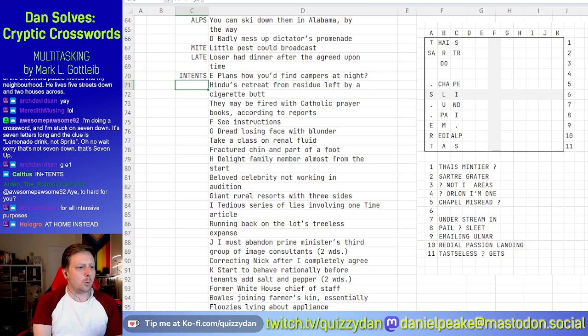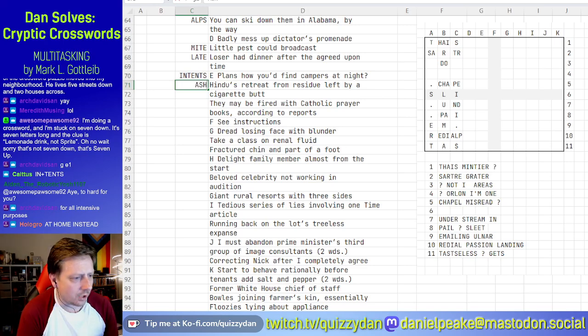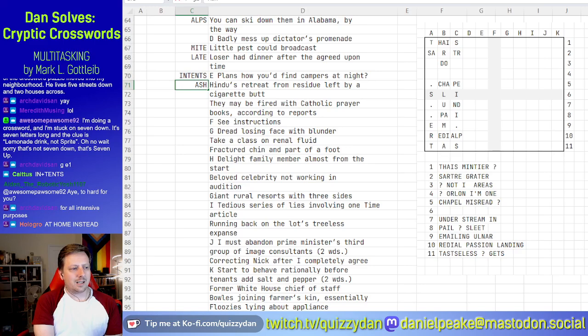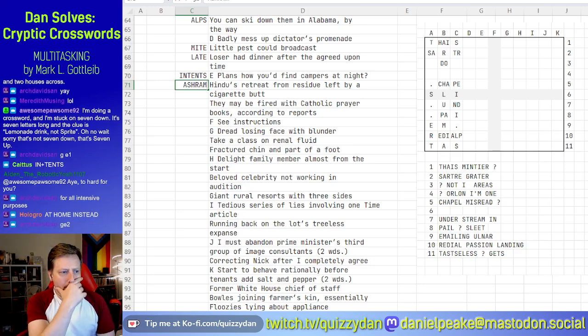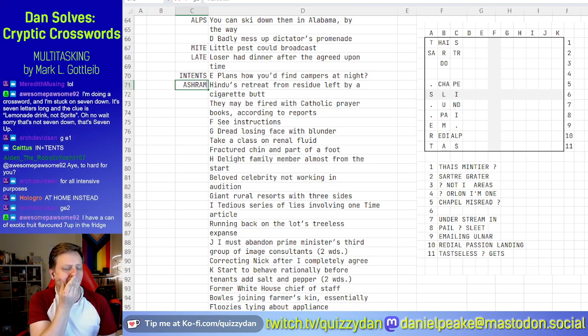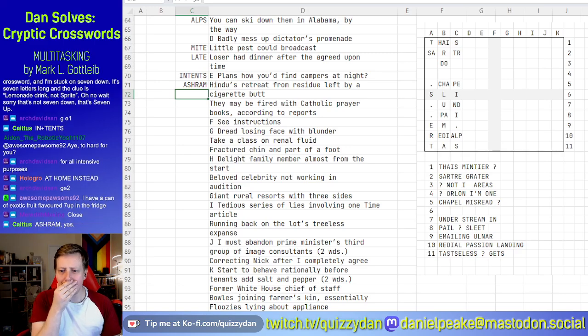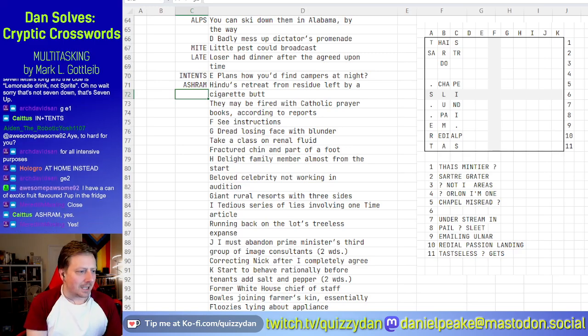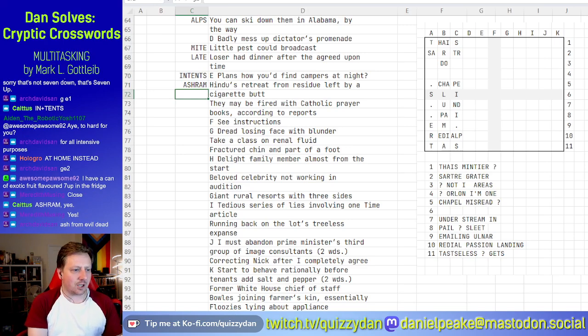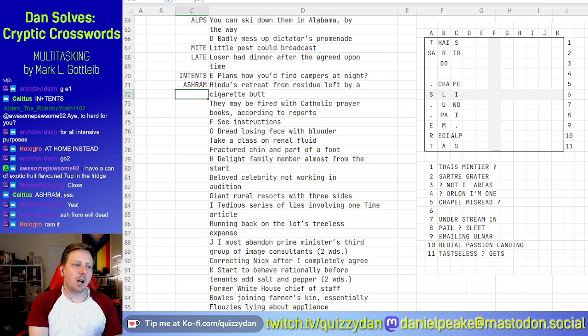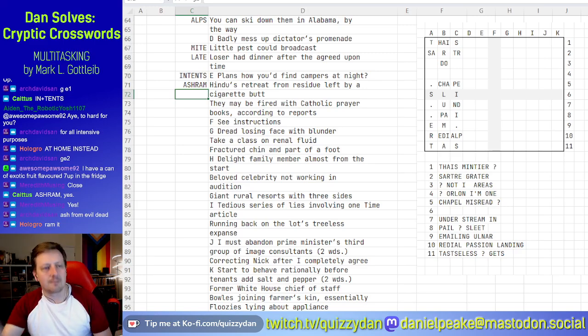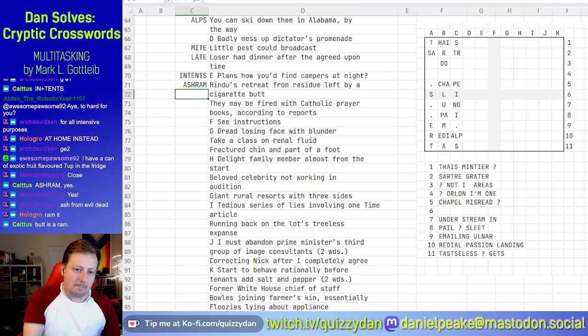Hindus retreat from residue left by cigarette butt. Residue is ash. Oh, ash. Is it an ashrak or something? An ashram? Is it ashram? So residue is ash. Left by a cigarette butt is a ram. Oh, residue left by a cigarette. Ash. Butt. Ram. There you go.